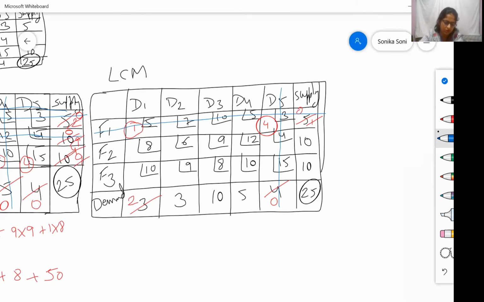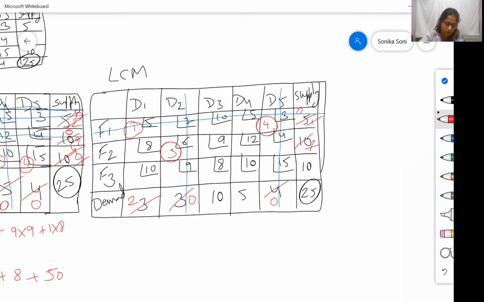Now which is the least cost here? We have 6, which is in F2D2, as the least cost. How much can we allocate here? We can allocate only 3, as we have demand only 3. So we allocated 3 here. The demand got cancelled and became 0, and the supply remaining is 7. Now we cancel the D2 column out.